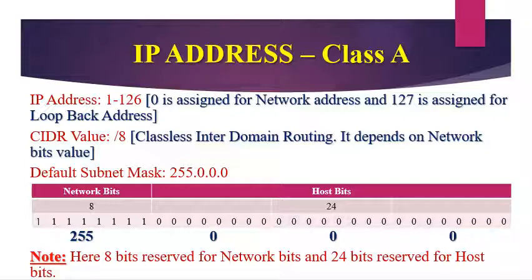If your address starts with 127.0.0.1, it is called the loopback address. What is the purpose of the loopback address? Suppose you want to find whether your network card is working properly or not, then you can use the IP address 127.0.0.1. How do we check that the network card is working properly?